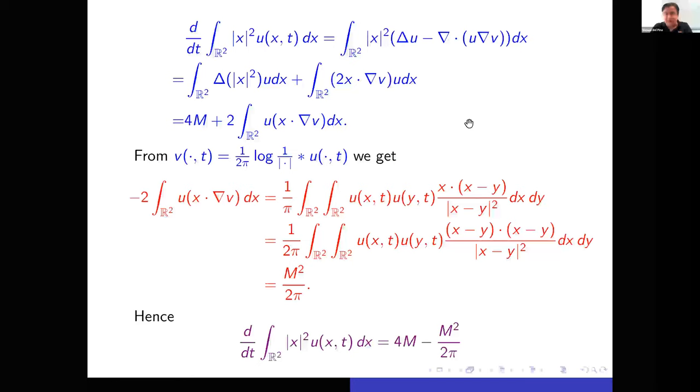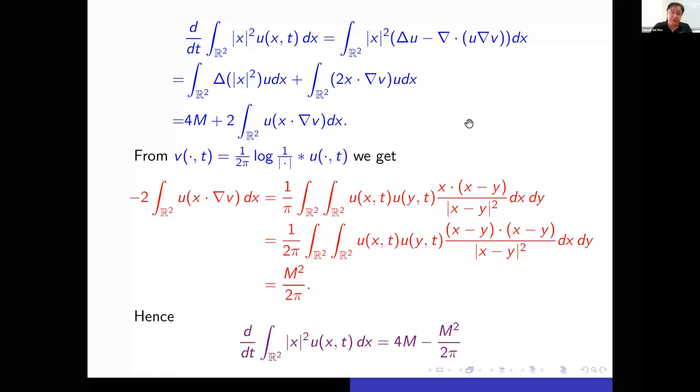Okay, so just quickly to see why this is true, it's formally true. If you differentiate the second moment, you have this identity, and this integral up here, you integrate by parts, assuming that you can do it, of course, that u decays sufficiently fast at infinity, and you see this. The Laplacian of x squared, and this is how the 4M comes, just like in the heat equation. And this term is a little bit different. If you carefully compute it, you see what it leads to. We recall that this function v is the Newtonian potential of u, and using that you have this very nice identity, just by rearranging the integral. And you see that this integral is simply M squared over 2 pi. And eventually, that tells you that you have the validity of this identity.